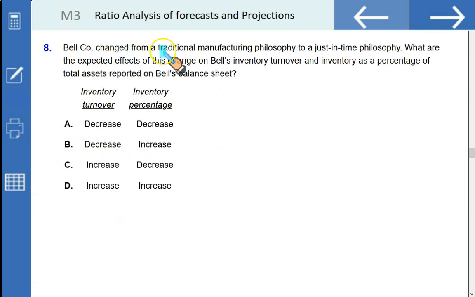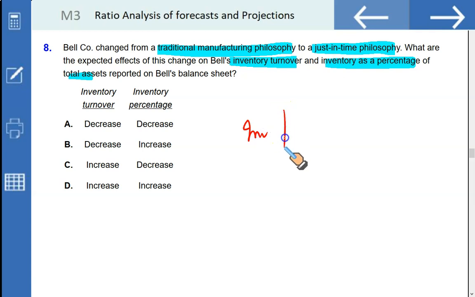Bell Company changed from traditional manufacturing philosophy to just-in-time philosophy. What are the expected effects of this change on Bell's inventory turnover and inventory as a percentage of total assets? If the company moves from traditional to just-in-time, the inventory balance will fall. Then you will have to purchase inventory more frequently, so inventory turnover would increase. And since inventory will fall, the new inventory balance, which will be very little, will be a very small percentage of your total assets. Inventory as a percentage of total assets is going to decrease under just-in-time, so it's going to be increase, decrease. That makes C the correct option.